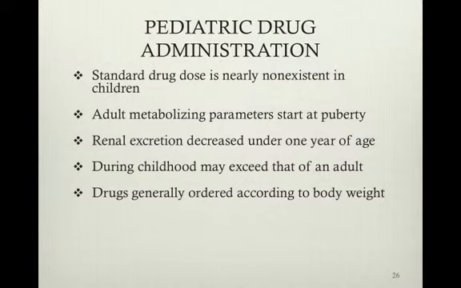Standard drug dose is nearly non-existent in children, and this is because it is weight-based. Adult metabolizing parameters start at puberty. Renal excretion decreases under 1 year of age. During childhood it may exceed that of an actual adult. Drugs are generally ordered according to the patient's body weight. So on any pediatric administration, they're going to be weight dependent.